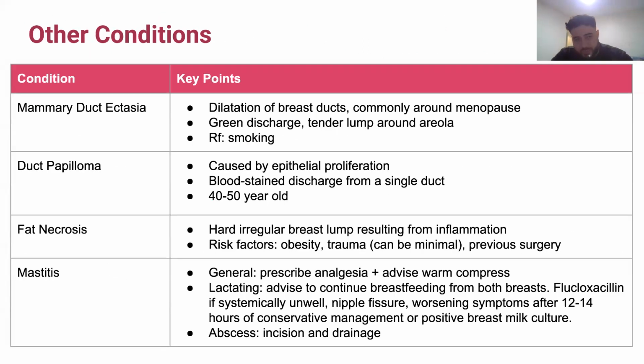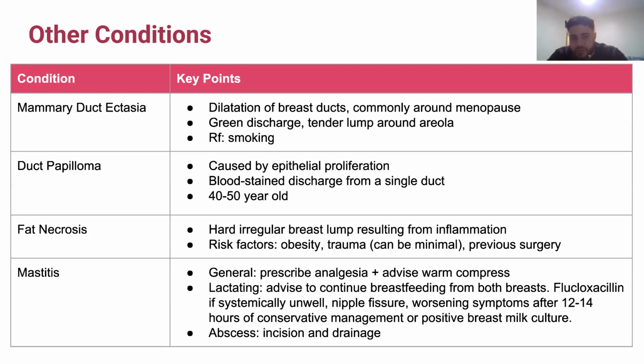And some other important ones to differentiate here. I always used to draw a distinction between mammary duct ectasia and duct papilloma because they cause a discharge that I think it's helpful to draw a distinction between. So mammary duct ectasia is basically where the breast ducts dilate, typically around menopause. It's usually a natural process, but sometimes it can result in a green discharge. And there may be a tender lump that is felt around the areola. And the risk factor that you're taught to remember, because it's heavily associated with it, is smoking.